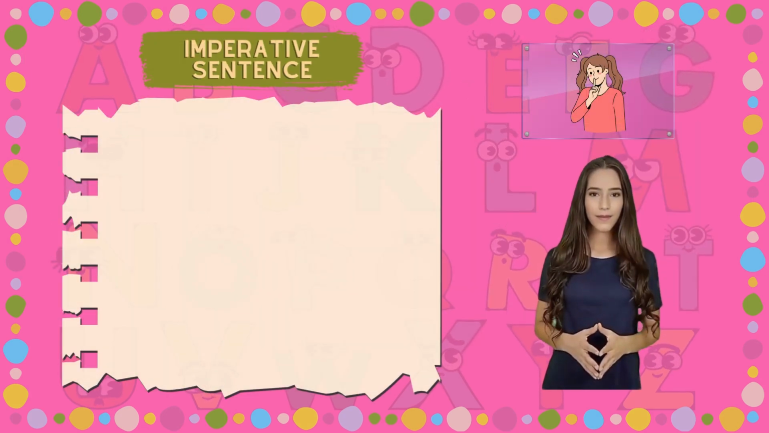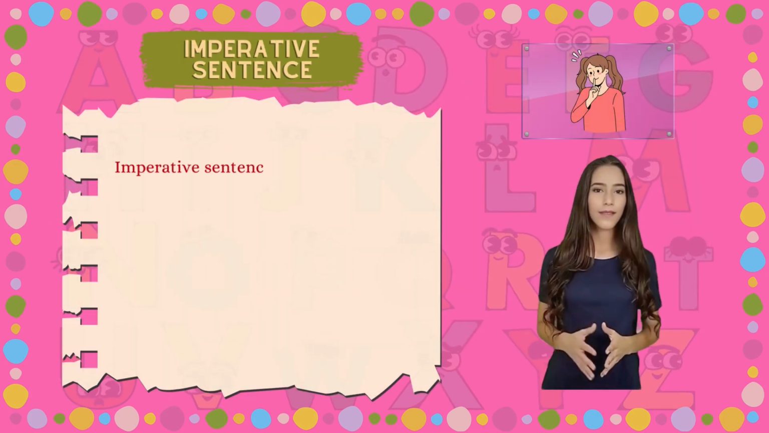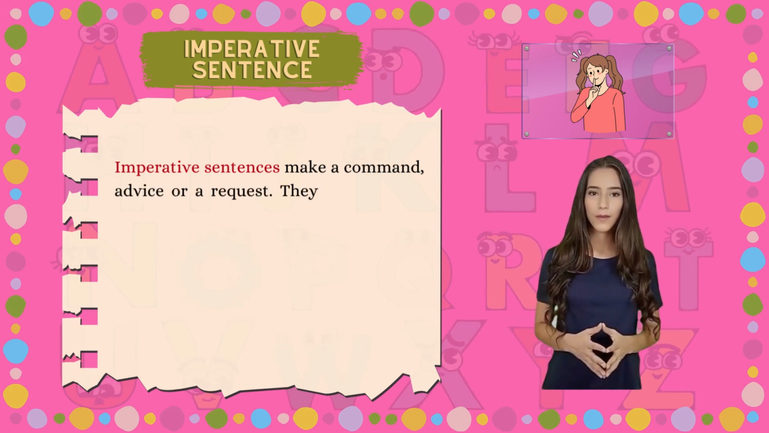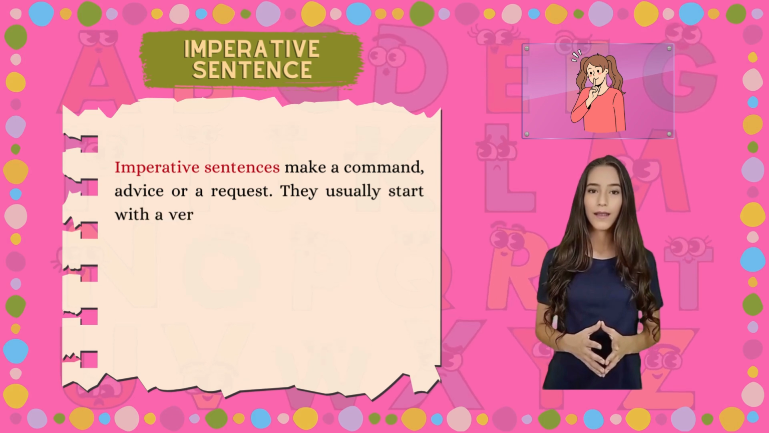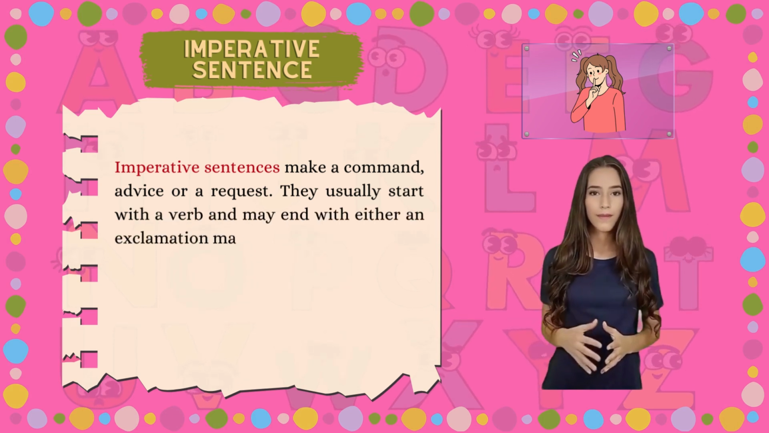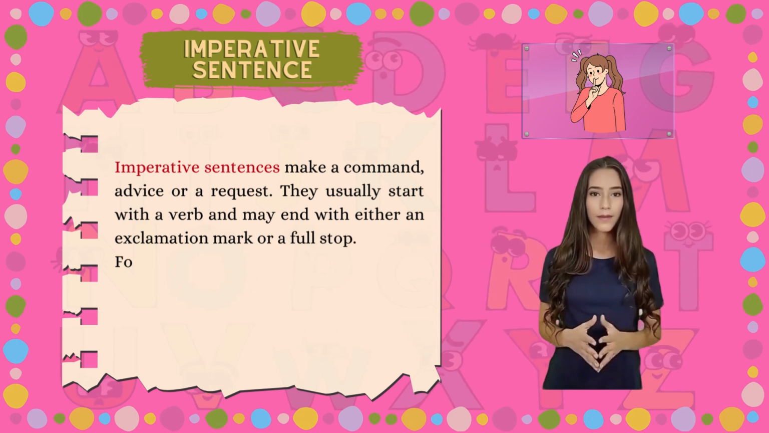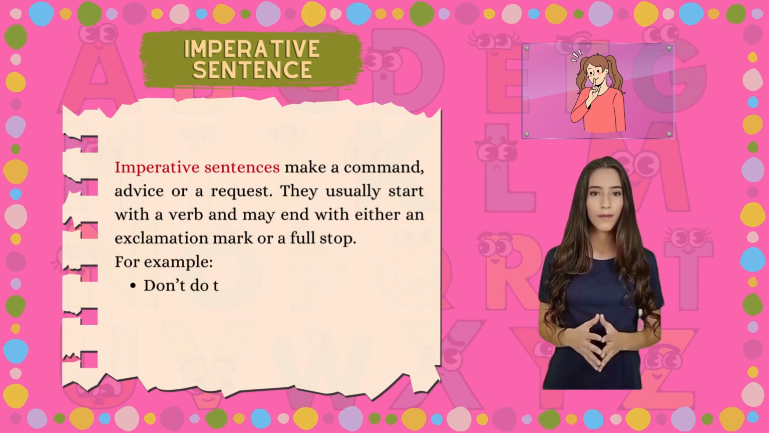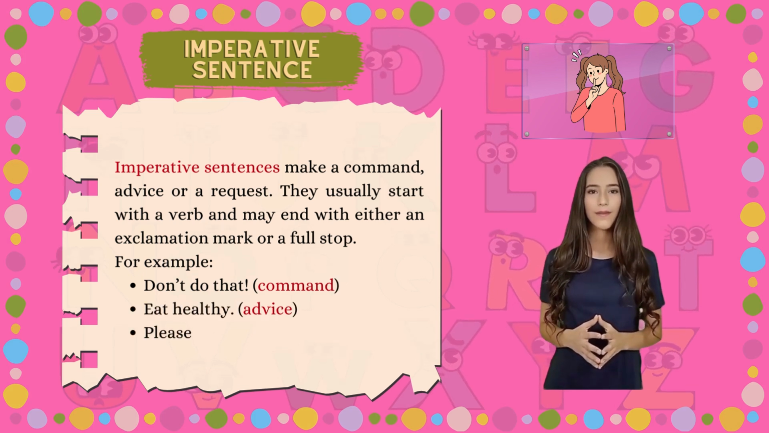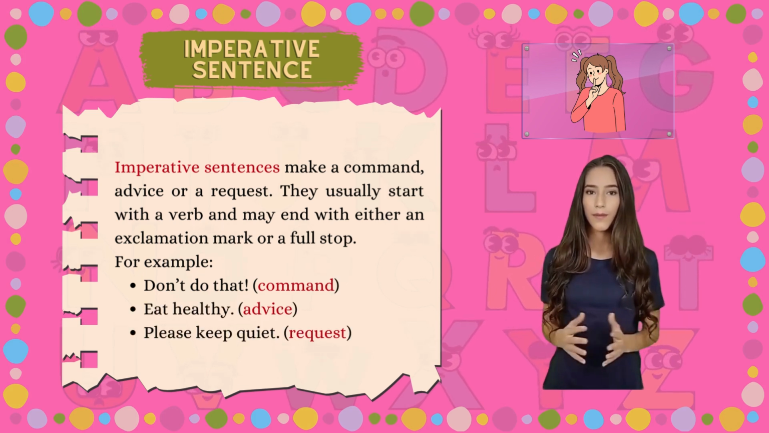Imperative sentence. Imperative sentences make a command, advice, or a request. They usually start with a verb and may end with either an exclamation mark or a full stop. For example, don't do that. Command. Eat healthy. Advice. Please keep quiet. Request.